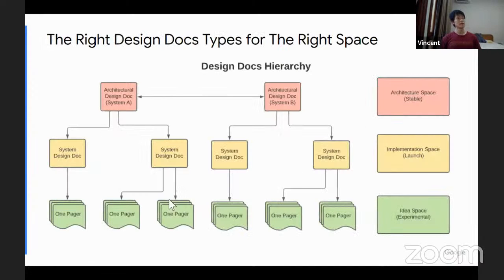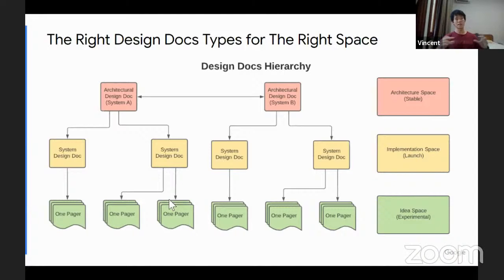Okay. And these are a little bit of diagrams that I've created, right? Especially for the design docs types for the right space and implementations. And what do I mean by space here? Space in terms of the platforms, in terms of audience that comes into that space, and in terms of the purpose and time investment, right? So at the lower level beginning, you will see the idea space. So this is filled with one pager or simple documents, right?